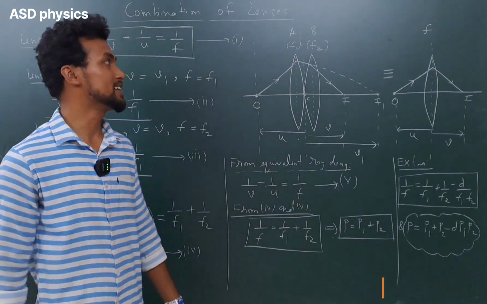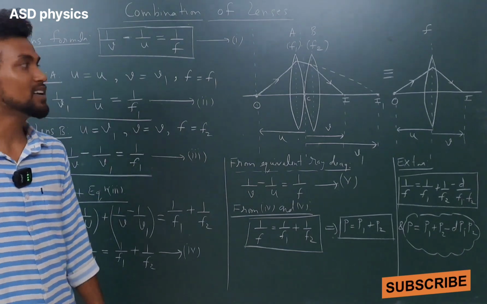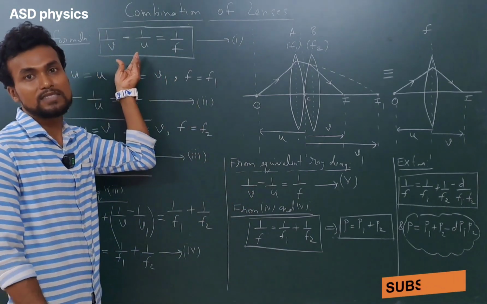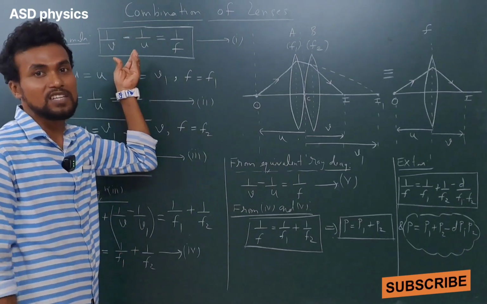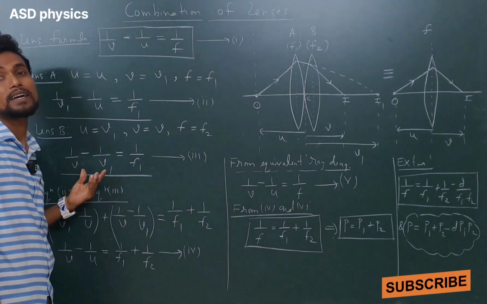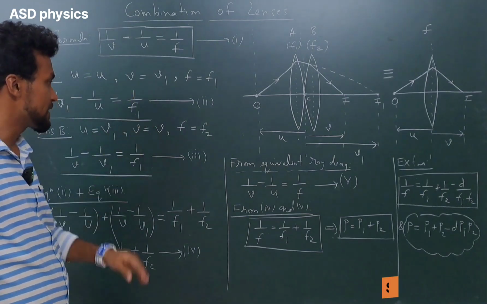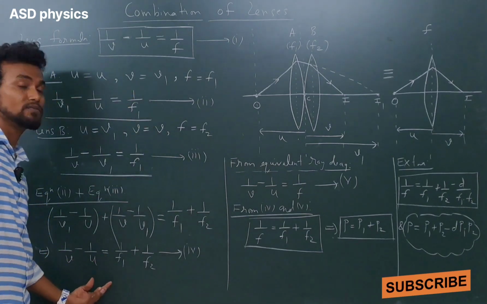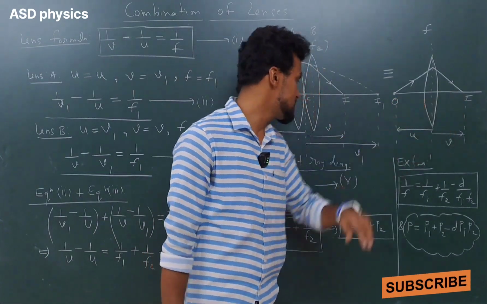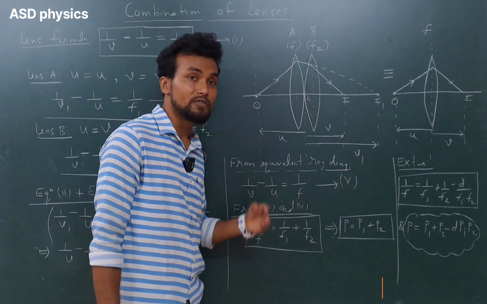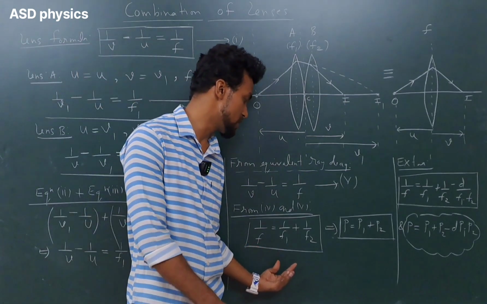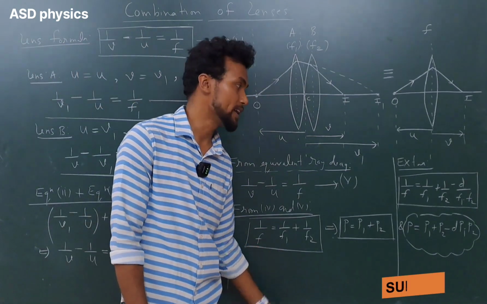So students, here we have seen the combination of lenses. Again, I will summarize one time. This is the lens formula, and the derivation you can see on my channel. This one we have written for lens A, this one for lens B. Then we added equations 2 and 3 and got this one. After that, from the equivalent lens, we compared equations 4 and 5 and got 1 by F equal to 1 by F1 plus 1 by F2.